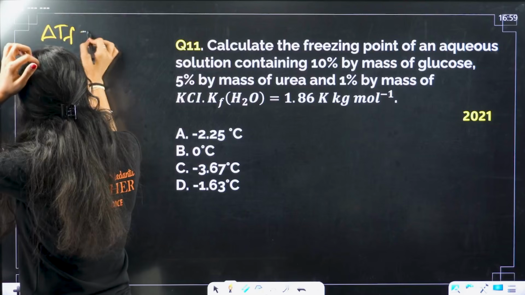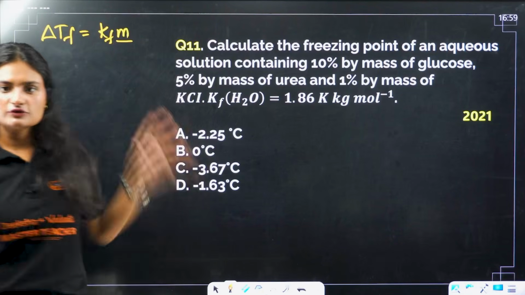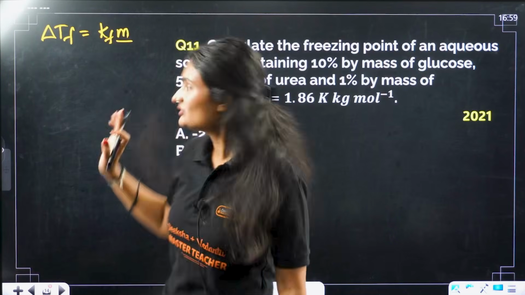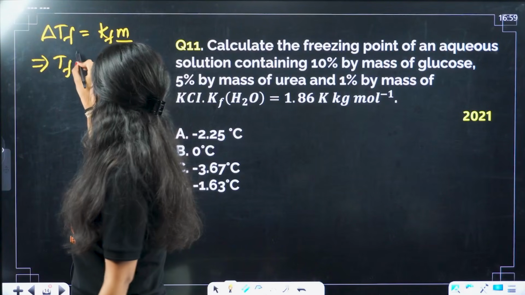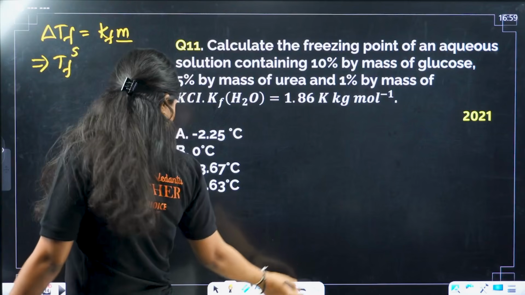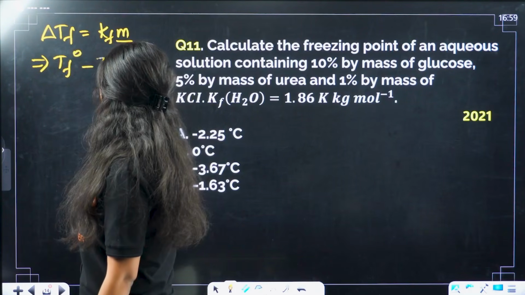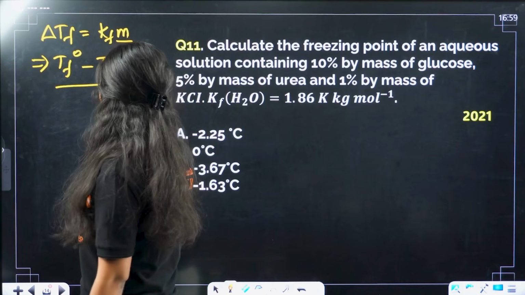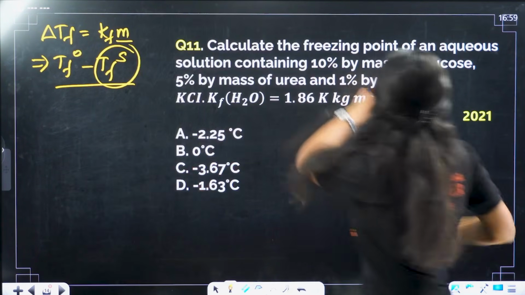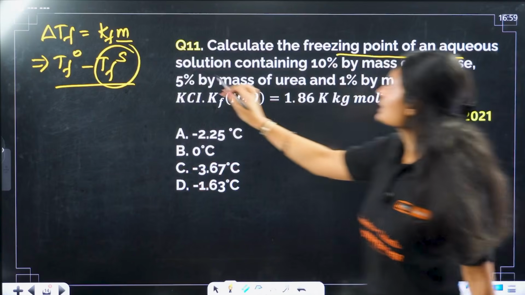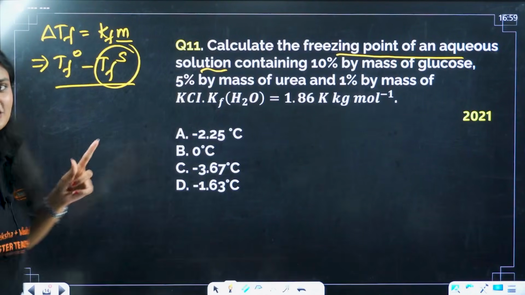We know the depression in freezing point is Kf times molality. So we will first calculate molality. Kf is already given, and this ΔTf is equal to what? The freezing point of pure water minus the freezing point of solution, because there is depression happening. This value is given. We need to find the freezing point of the aqueous solution. It depends on your calculation, actually, how fast you can do it.